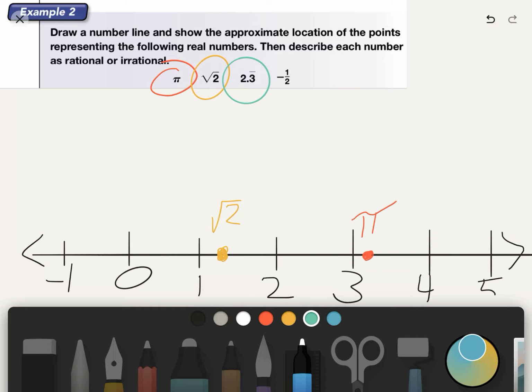Now, looking at our next number, it's 2 and repeating 3. Now, that's not as tricky as it might look to figure out, because really that's just 2 1/3. So that is a rational number, because even though it's a repeating number, we can express it in the form of a fraction. So that makes it rational. And so we'll put that at about 2 1/3 of the way up there.